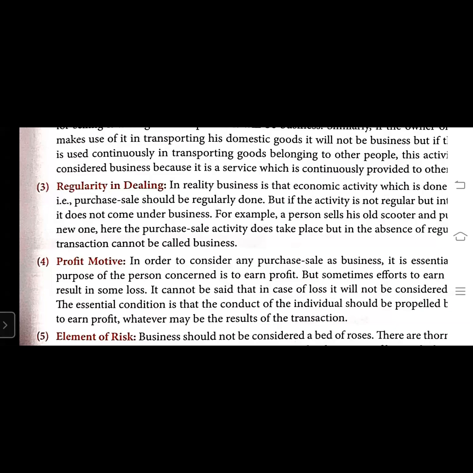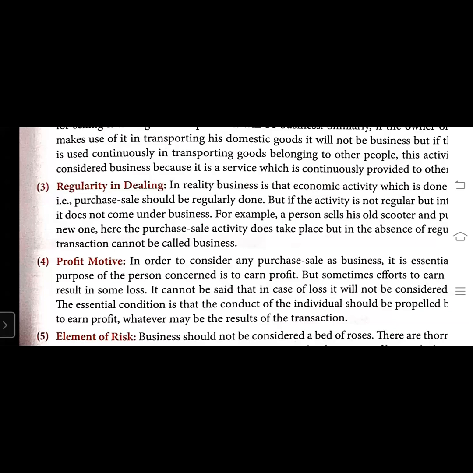If any person always purchases scooters and always sells them, then purchase, then sale, this is the regular basis, this is the business. Okay, and if only one time he sells his scooter or purchases a scooter and then sells, then that is not the regular basis, so that is not the business, right?